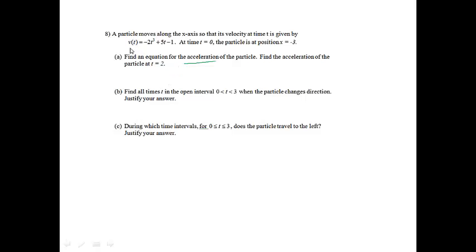Okay, acceleration, if I'm at velocity, I know the acceleration is going to be the derivative of the velocity. So the derivative would be -6t squared plus 5, and that would be it. Then it says to find the acceleration at time equals 2, so when I plug in 2, I've got -6 times 2 squared plus 5, that will give me -19.